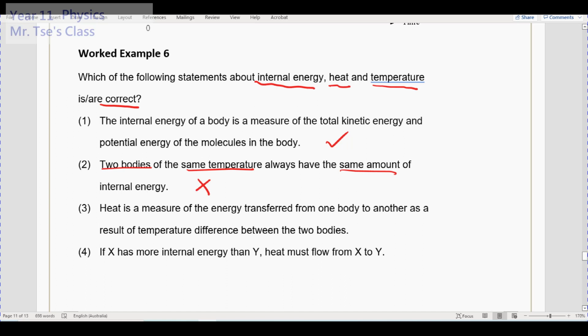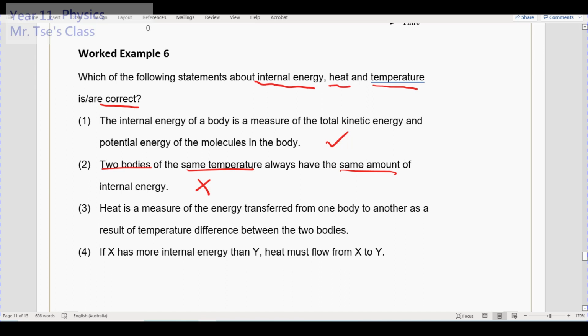So that means same temperature doesn't mean the same amount of internal energy. For example, if you have 100 degree boiling water and there is 1 kilogram of this, and there's another 2 kilograms of boiling water, then of course the 2 kilograms of boiling water will have a greater amount of internal energy, right?